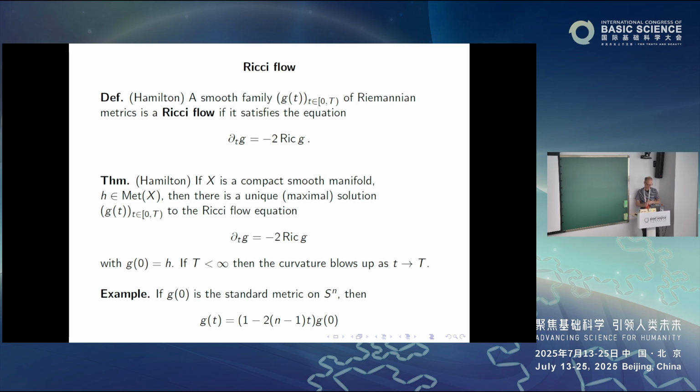So for example, you can look at the standard metric on the n-sphere. In that case, the metric at time t for the Ricci flow will be just that metric multiplied by this linearly decreasing function of time, which goes to 0 at 1 over 2 times n minus 1. So the metric is going to 0, the curvature is blowing up. This is exactly what's predicted by Hamilton's theorem.